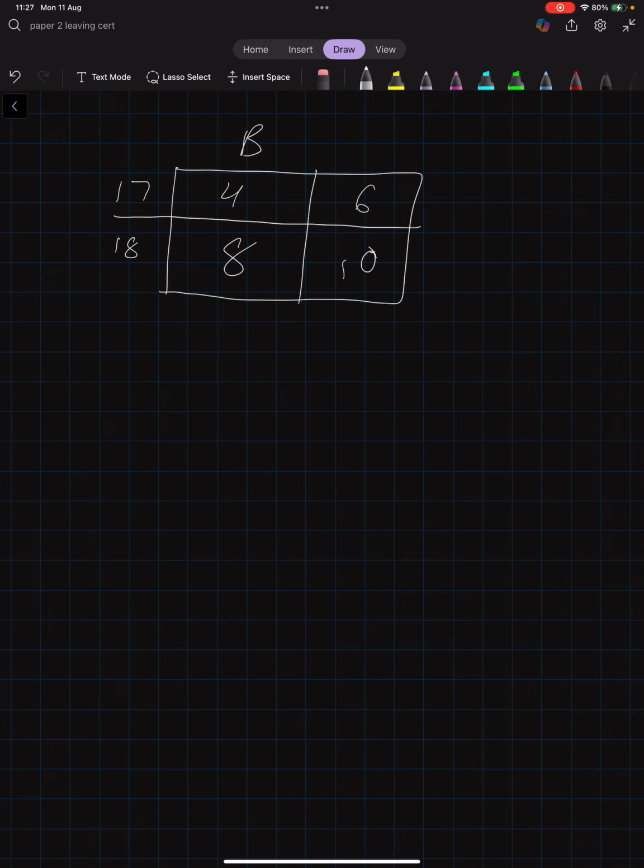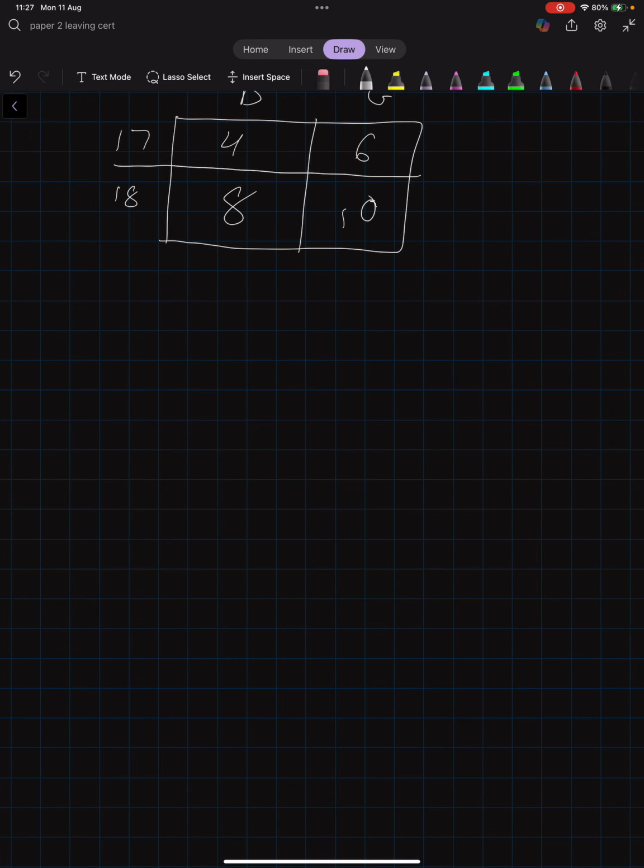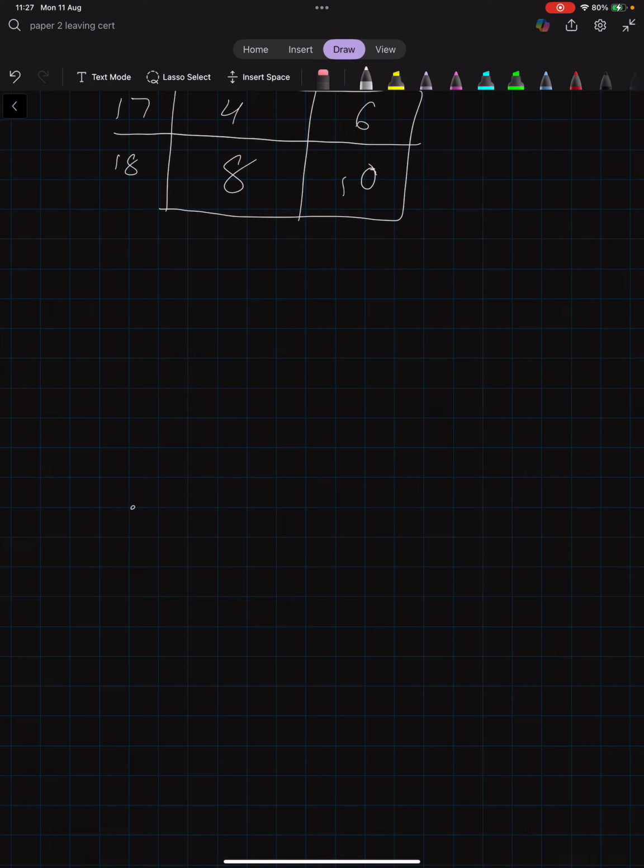These are boys, these are girls. Okay? And then basically it says 2 students are chosen from the group at random. Find the probability that 1 is a girl and 1 is a boy. So basically, when you're doing this between girls and boys, you're making a choice. You can either get a boy, or you can get a girl.